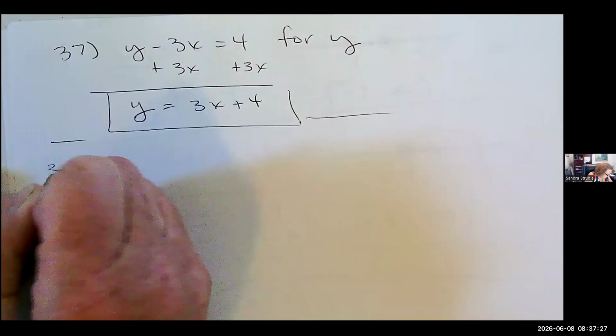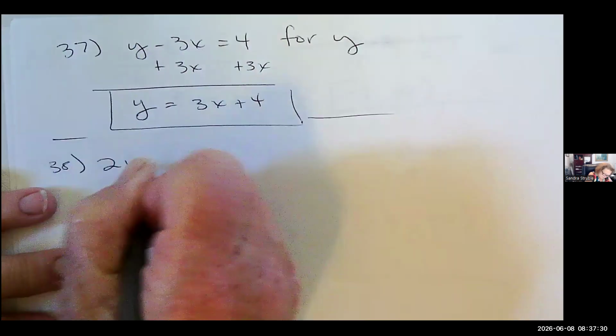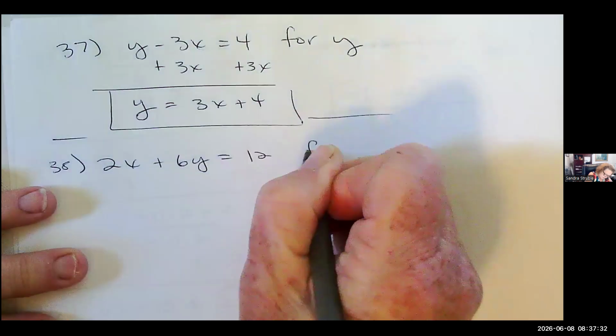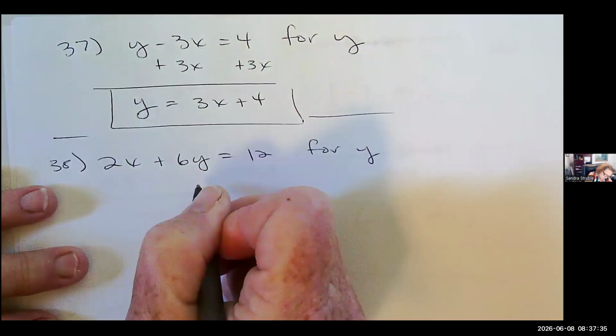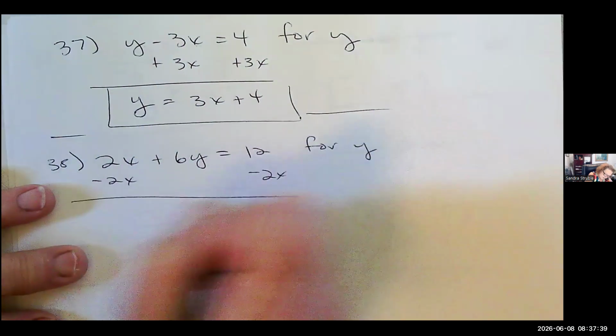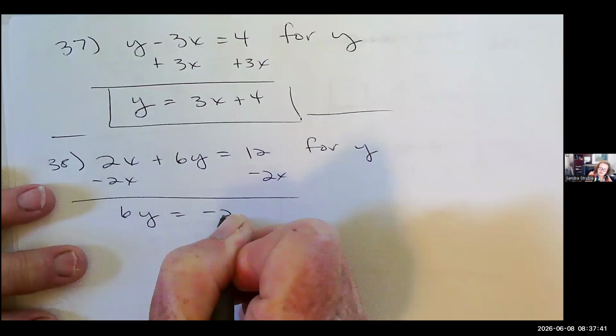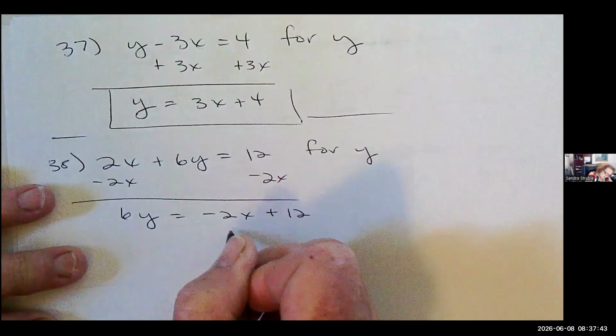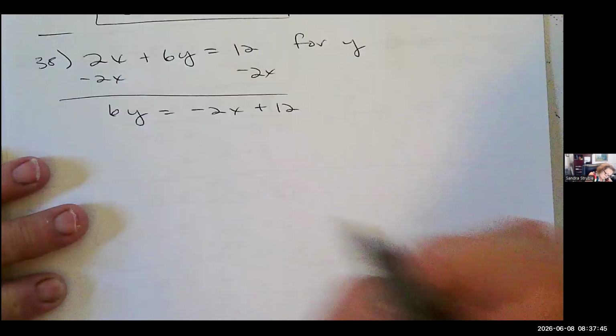2x plus 6y equals 12. We're solving for y again. All right, well, I'm going to start by getting rid of the 2x. Again, you could write 12 minus 2x or negative 2x plus 12, your call. Then we have to divide both sides by 6.